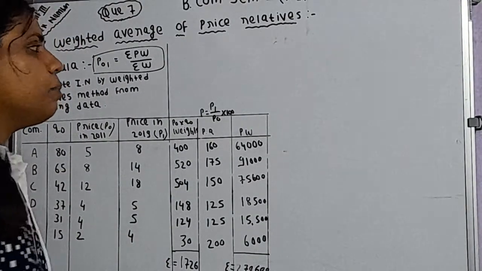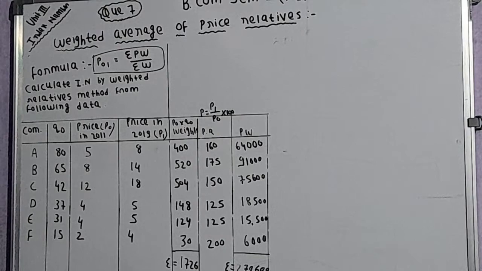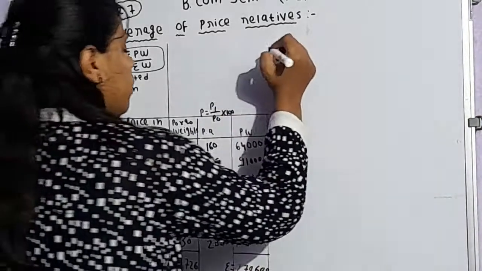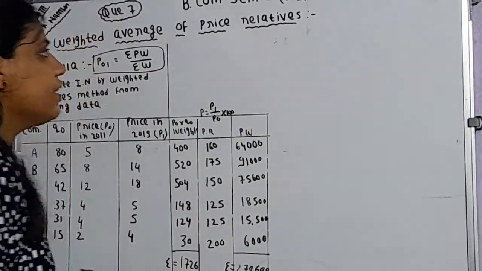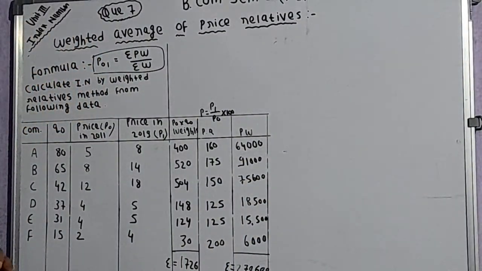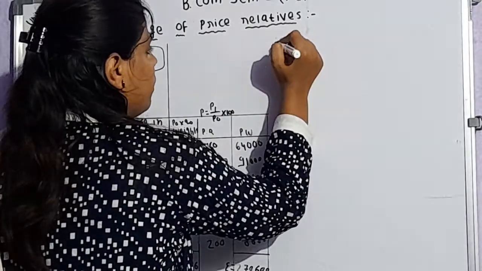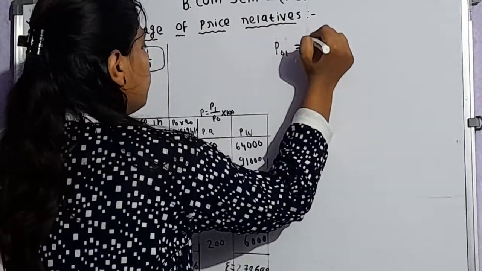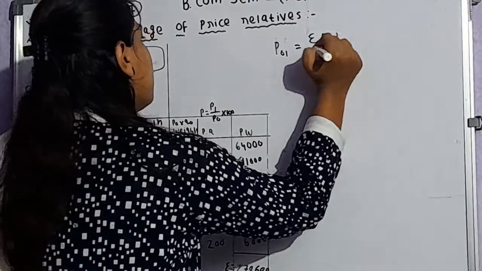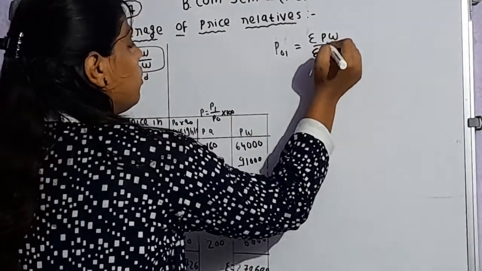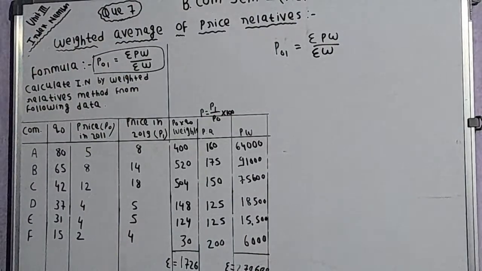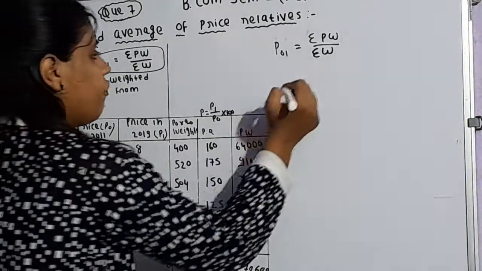Now we are done with the preparation chart. Now what we have to do is compute the index number by applying this formula. What is the formula for calculating the index number using the weighted average of price relative method? It is P01 is equal to summation PW upon W. Summation PW means summation of the product of price relatives and weight, and summation W means summation of weights.